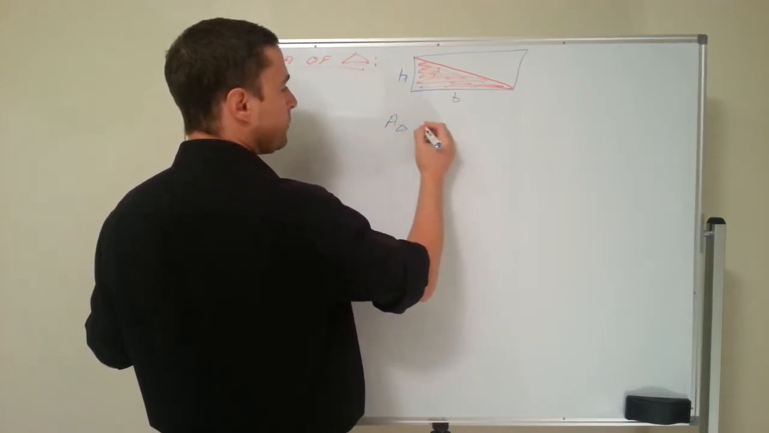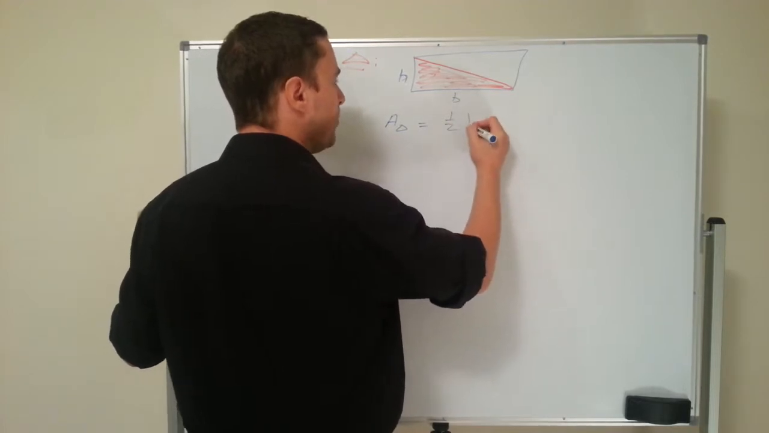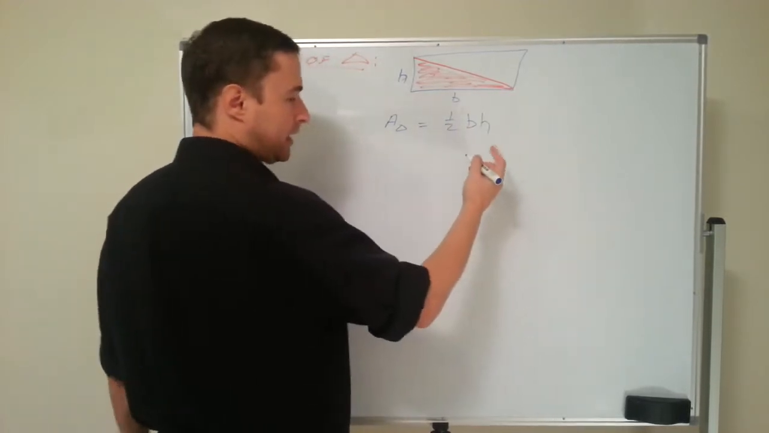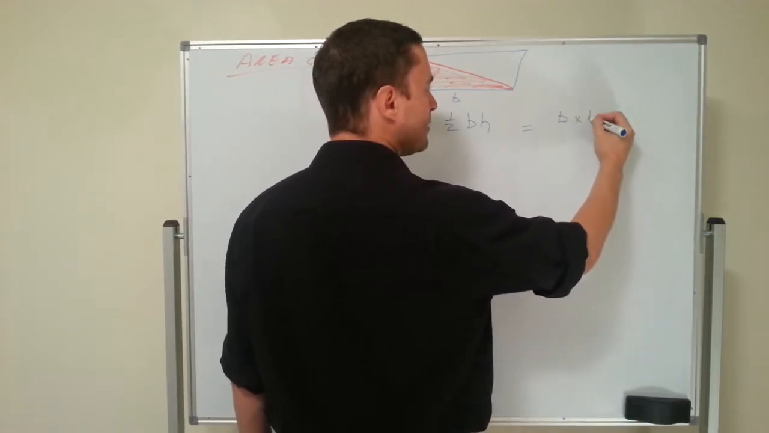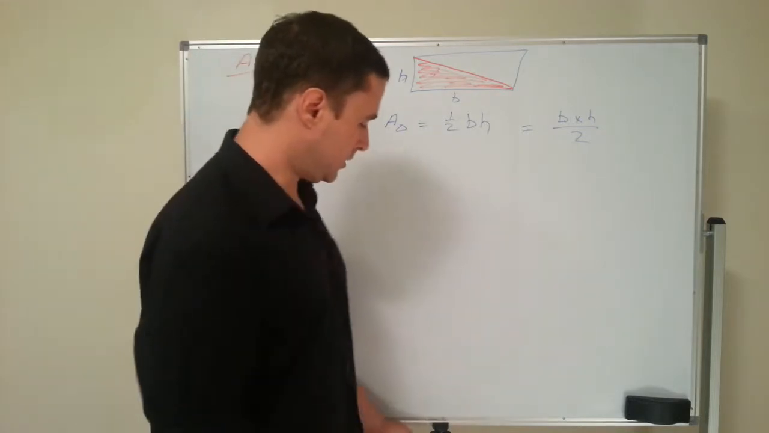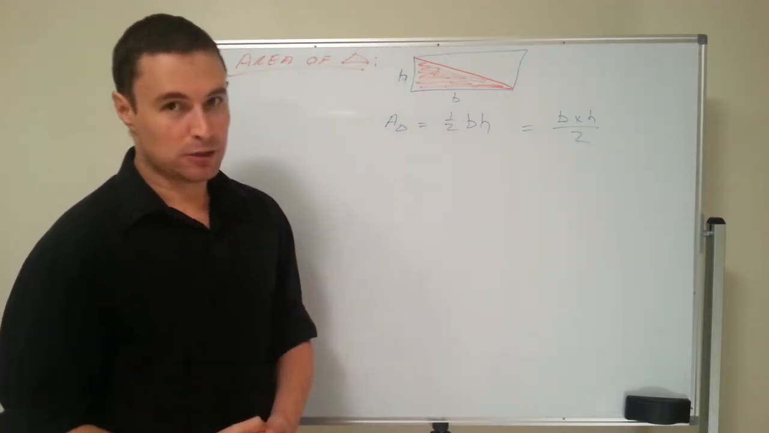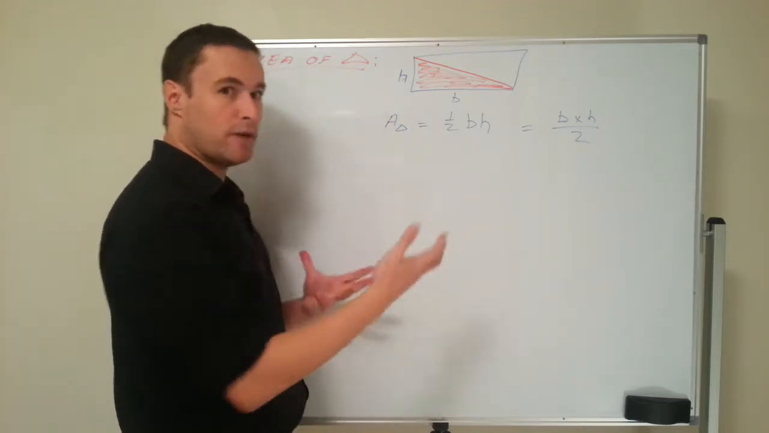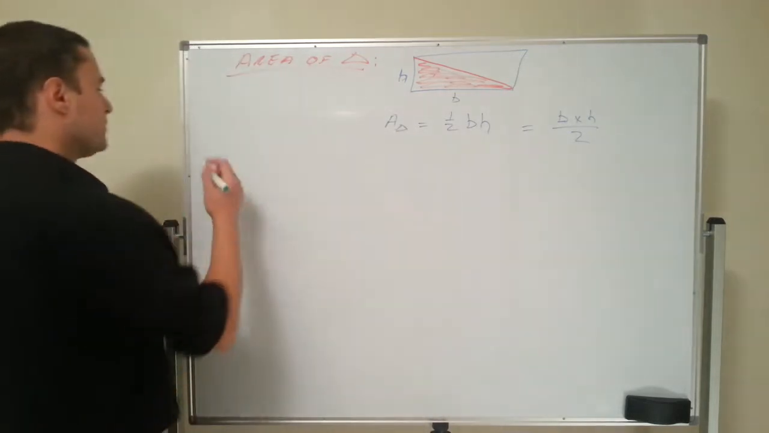Area of a triangle equals, now there's lots of ways to write this, half base times height. You could write it like that. You could also write it base times height divided by 2. It's the same thing. So whichever way your teacher gives it to you, whichever way you're comfortable looking at it, it's all the same. Base times height divided by 2. It's just half of a rectangle. So, very straightforward.